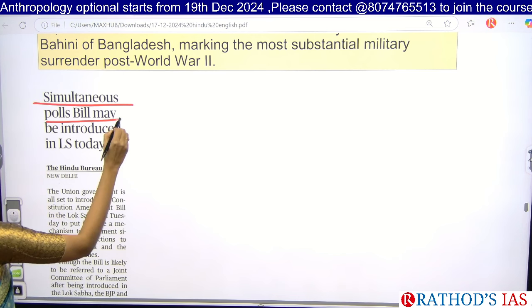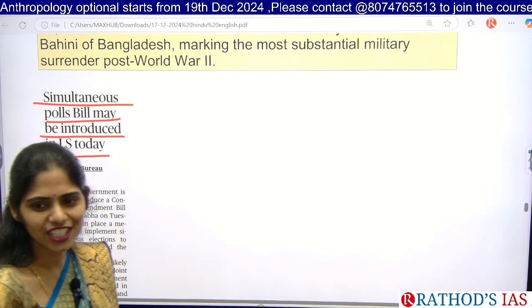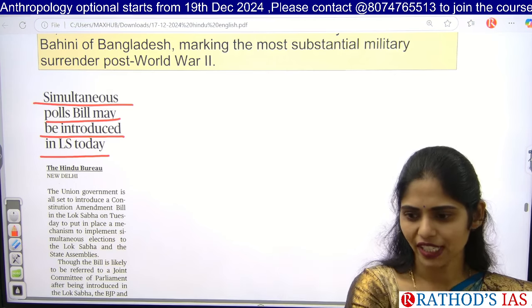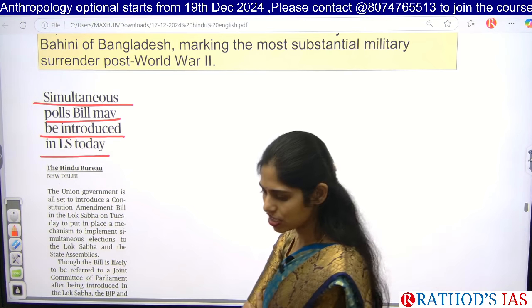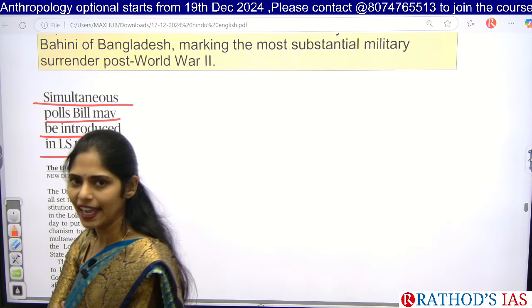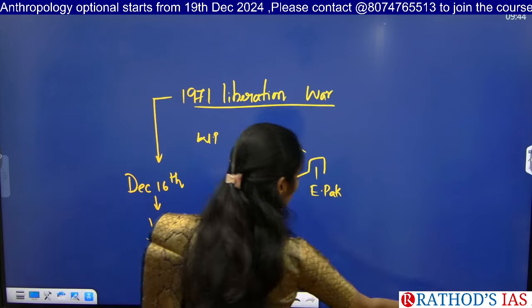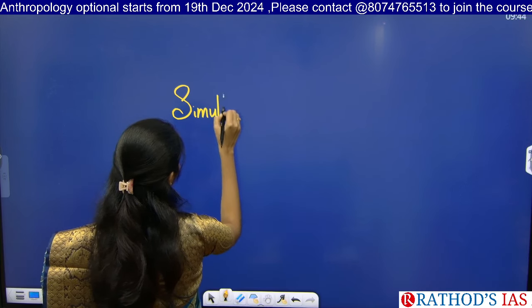And see this article. Simultaneous polls bill may be introduced in Lok Sabha today. Winter sessions are going on. Tell me, what are simultaneous elections about? One nation, one election. Elections for both Lok Sabha and the state legislative assemblies together. Here you have to know about this concept of simultaneous elections.